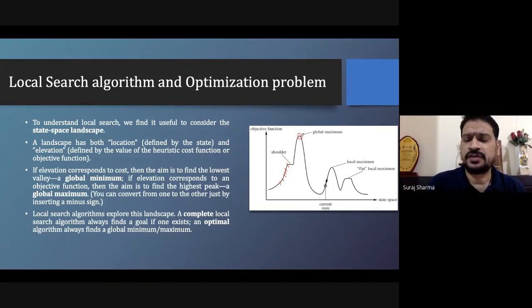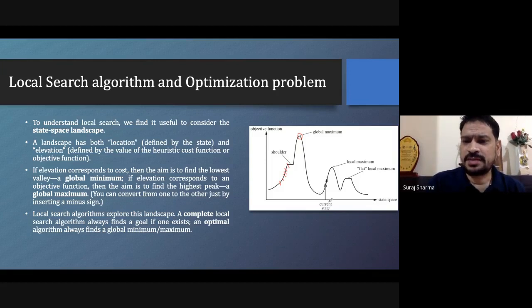If the objective function is to find the minimum value, we'll get the global minima. That is the objective. If you see here, there are different states of it. This is called shoulder. This is called flat local maxima. This is called local maxima.